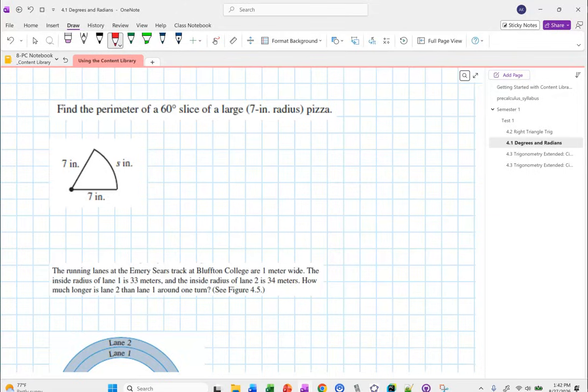So here it asks us to find the perimeter of a 60-degree slice of pizza. When we use this word perimeter, what does perimeter mean? Just in your own words. What is a perimeter? What's that? Okay, we think for a second.